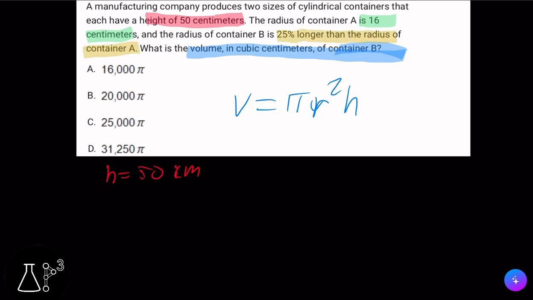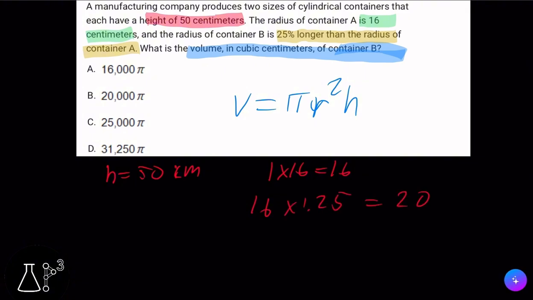What does that mean? What we want to do is multiply 1.25 by 16 to look for the radius of B. And why 1.25? Well, if we do 1 times 16, I'm going to get 16. But if I do 1.25, I'm going to get the radius of B being longer than 16 by 25%, or 1/4, depending on how you want to see it. So if I do 16 times 1.25, I am going to get 20.